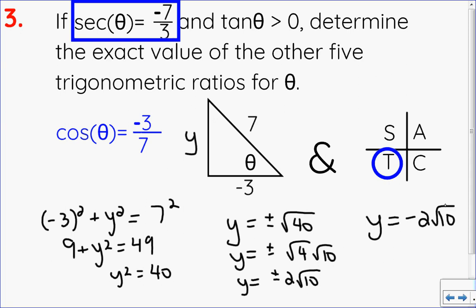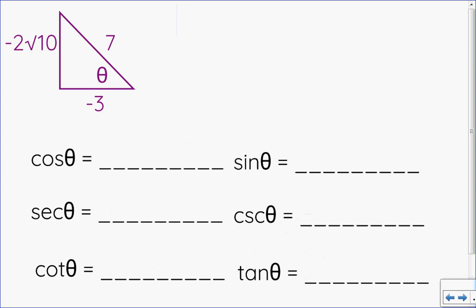Okay, so now I know all the sides of my triangle. I can find the other trig ratios. So looking at that, I'm going to do cosine. Cosine is x over r, -3/7. Secant, we were given that. That's just the reciprocal, -7/3.